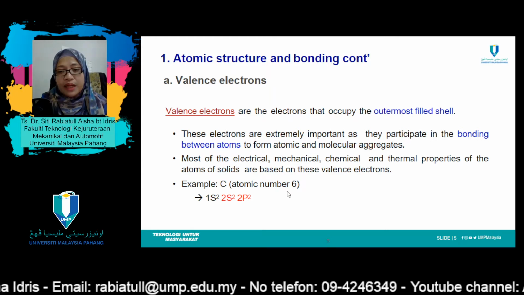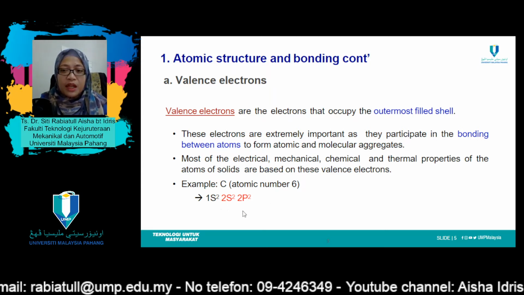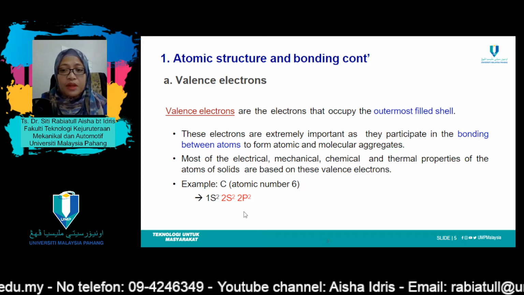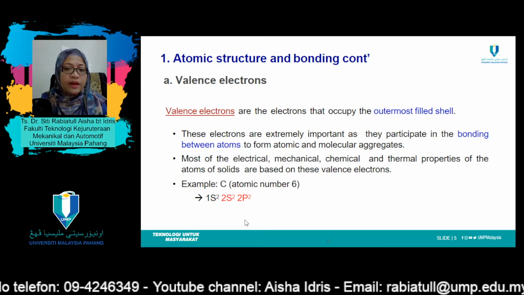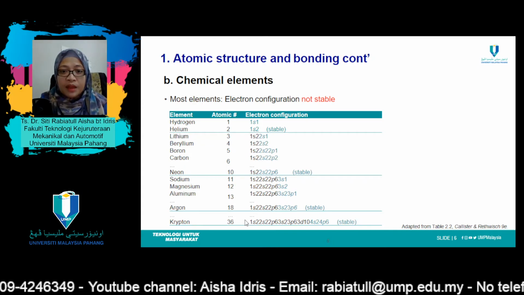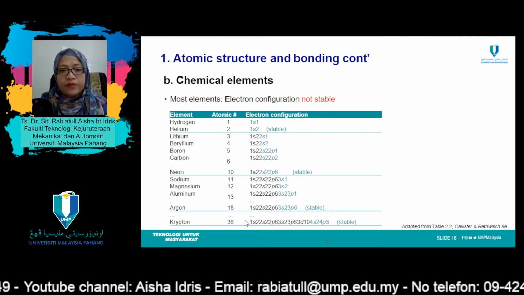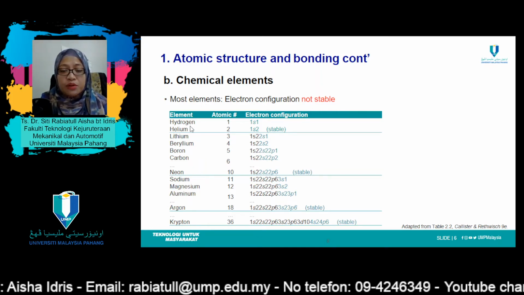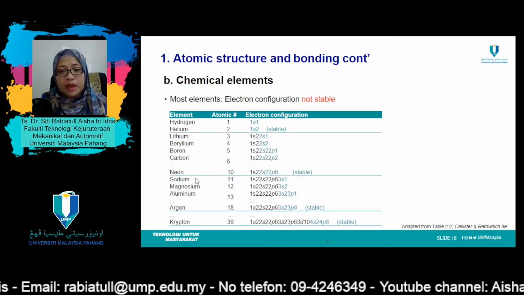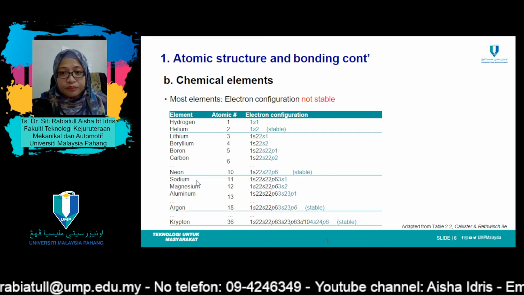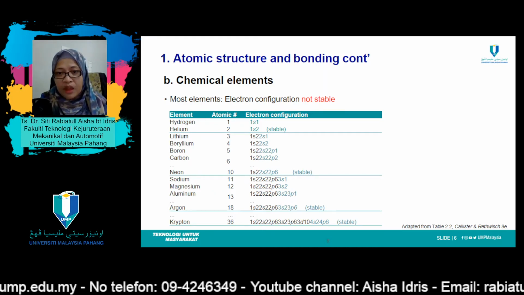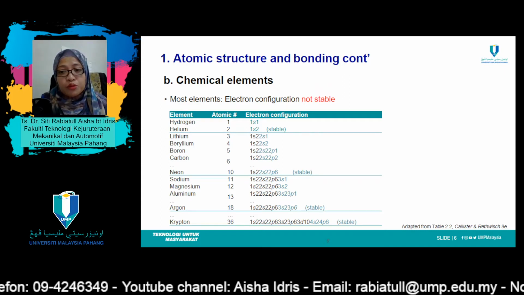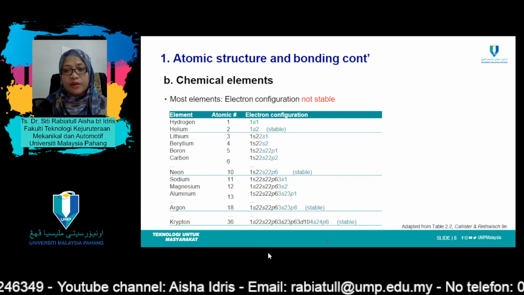For example, if you take carbon with the atomic number of 6, there are 3 shells for carbon, and the valence electron represents the outermost shell there with a value of 2. And there are other elements with various values of valence electron, as can be seen in this table, starting from hydrogen, helium, lithium, and so on and so forth. The value of valence electron can vary as well, like 1, 2, 6, and so on and so forth.